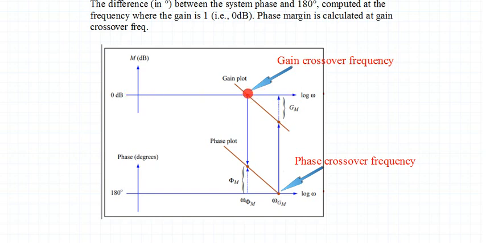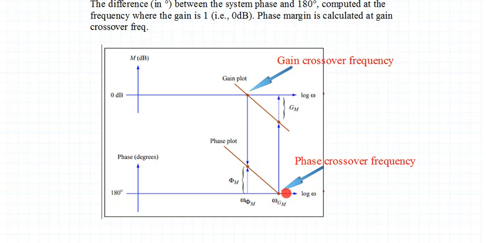What is phase crossover frequency? It is obtained from the phase plot. So look at your phase plot. Where your phase plot crosses 180 degrees, that becomes the phase crossover frequency. Wherever the phase plot crosses 180 degrees, that becomes your phase crossover frequency.